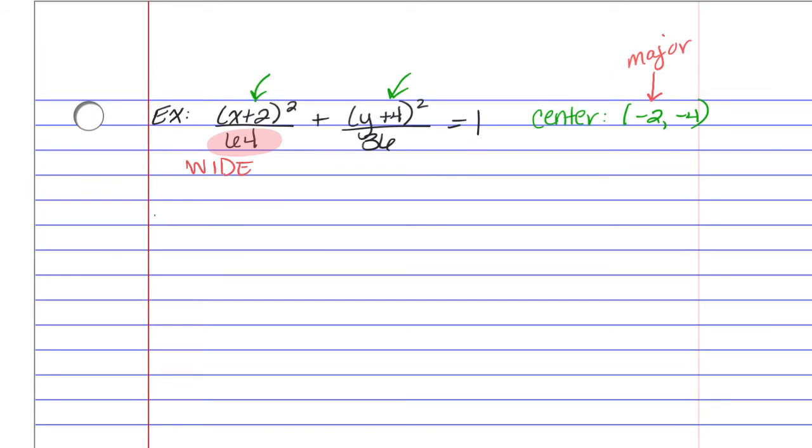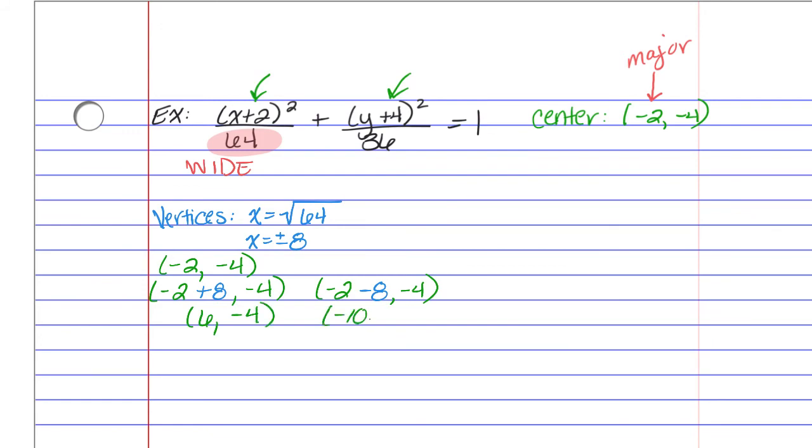So I go to calculate my vertices, and I want to look at my x values first and then my y values. So x is equal to the square root of its denominator, so 64. So I'm going to have a positive and negative 8 unit distance between my far left and my far right side. So if my ellipse has a center located at -2, -4, then I'm going to take my x value and add 8 and subtract 8. So moving 8 to the right, 8 to the left, giving me an ordered pair of 6, -4, and -10, -4.